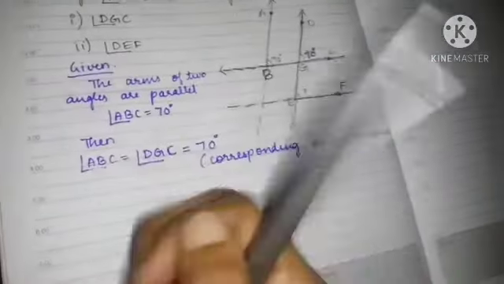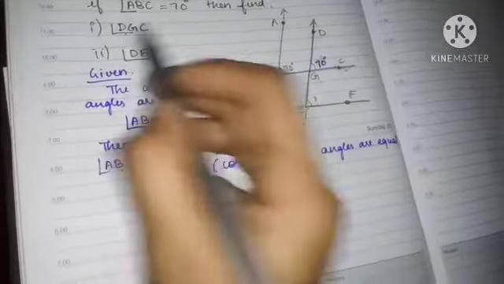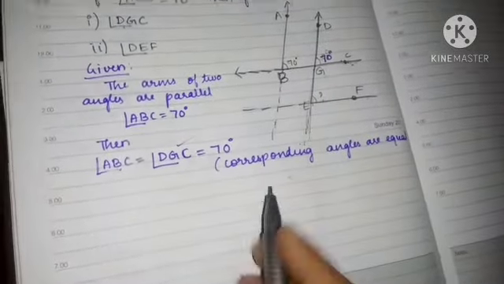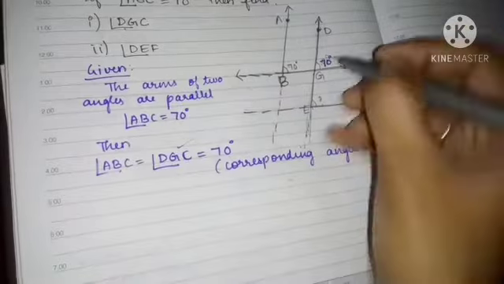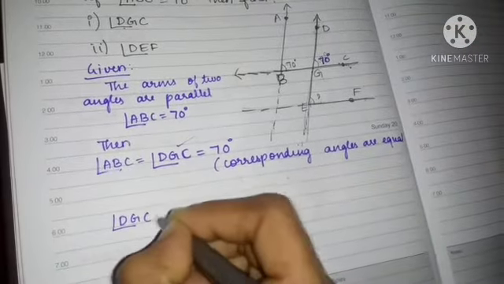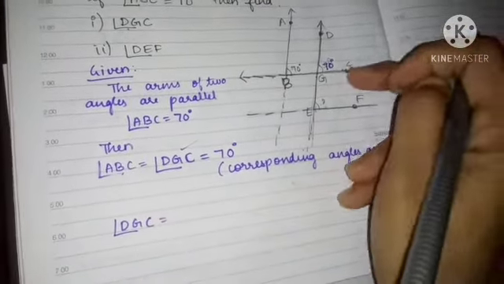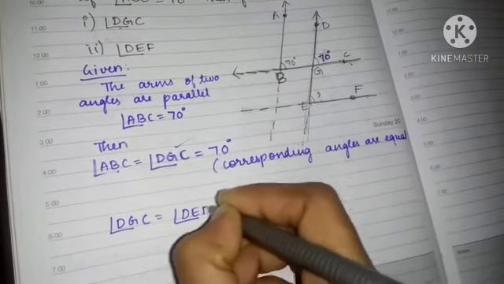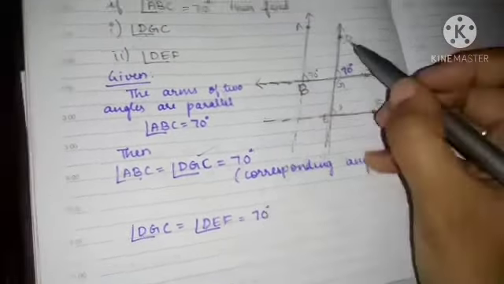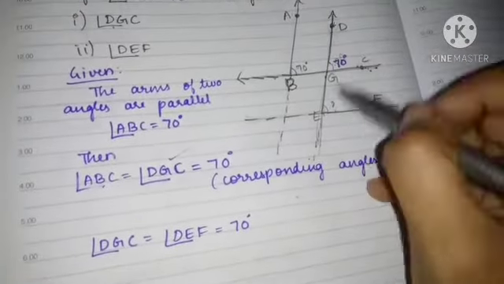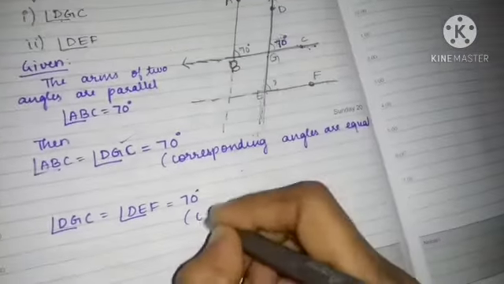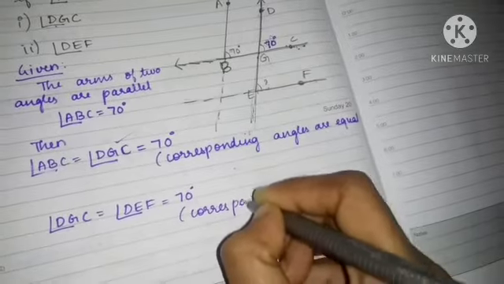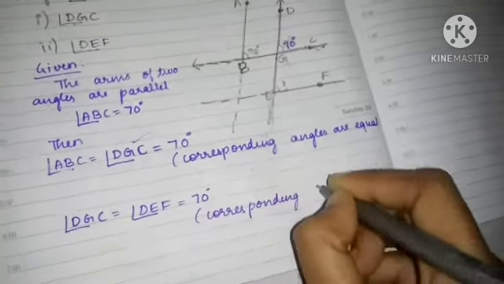Okay, now we can say that I found the value of DGC now. Next, we can say angle DGC is equal to DEF. DEF is equal to 70 degree. DGC is equal to DEF, which is 70 degree, because corresponding angles are equal.